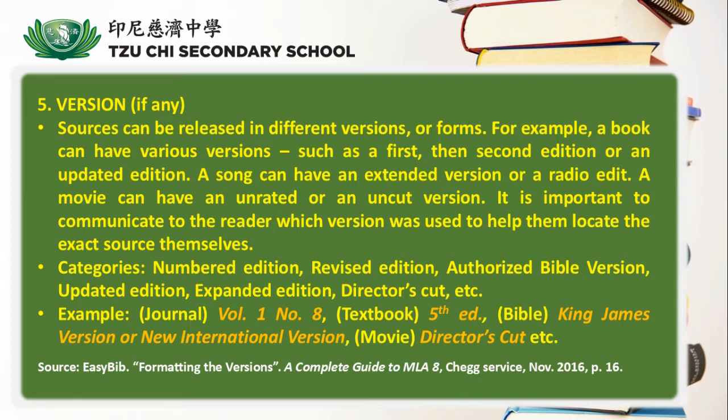Example, in a journal, we usually find volume and number. In a textbook, we can also see 5th edition, 4th edition, and many others. In the Bible, we have King James Version or New International Version, and another one is NIRV, New International Reader's Version, and many others. And in movies, sometimes we can see director's cut and other terms.